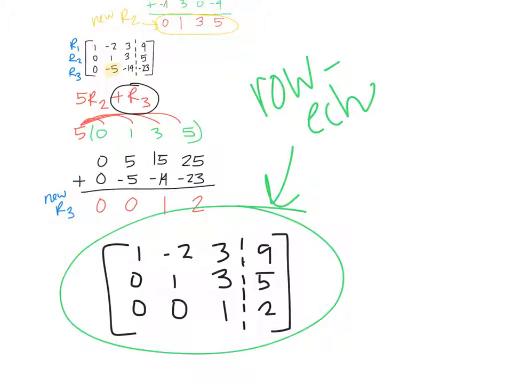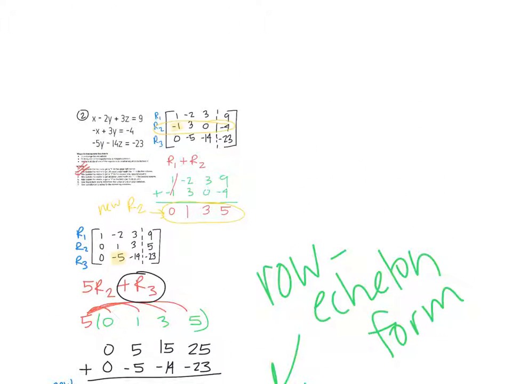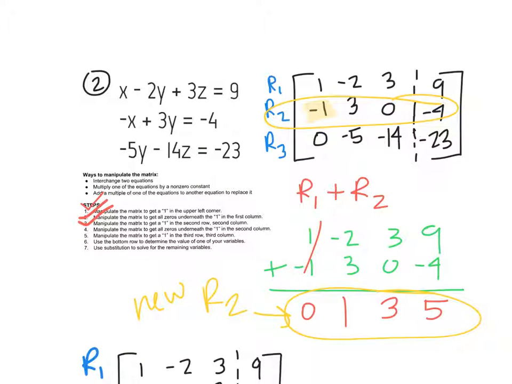And because it's now in row echelon form, I can now use substitution in order to solve. So let's look back at our steps. We did step 4. Step 5 said to manipulate the matrix to get a 1 in the third row, third column, which we already have because it's now in row echelon form. And then step 6 says to use the bottom row to determine the value of one of your variables, and then use substitution to solve for the remaining variables.